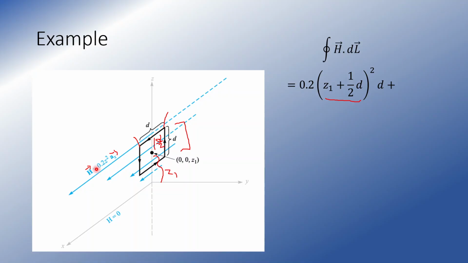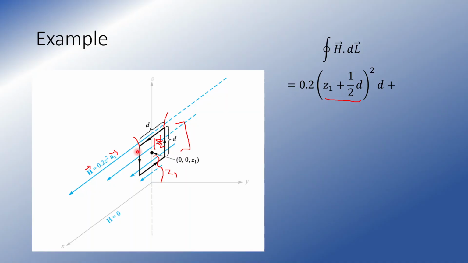So considering that equation, for z square we have to substitute z1 plus half d whole square. This will be H, 0.2 (z1 + d/2) square, multiplied by the length, which is delta L, given as d. So this is H dot delta L for the top line. Similarly, we have to find this for all other sides.